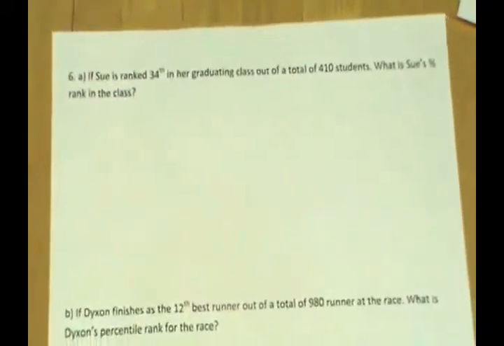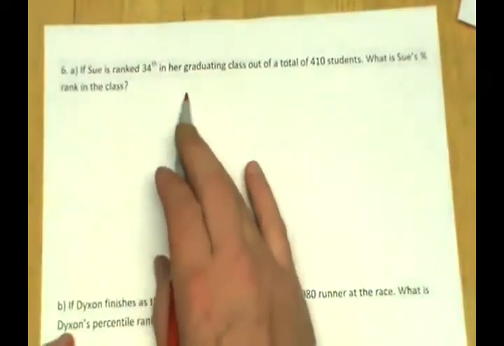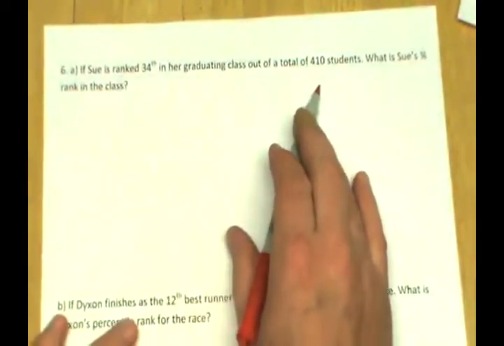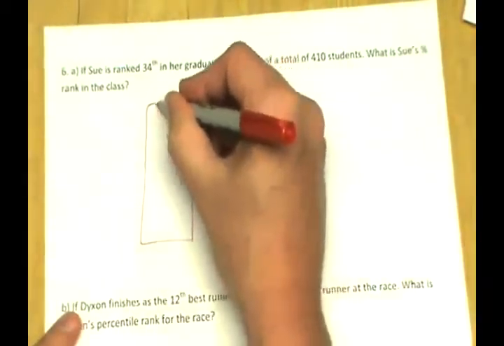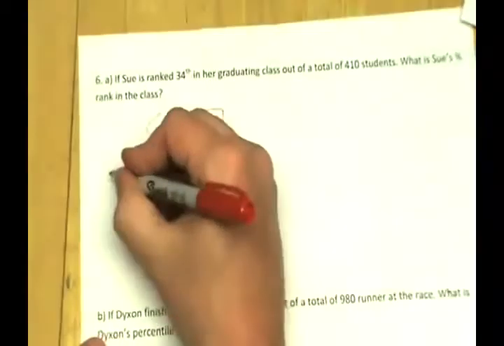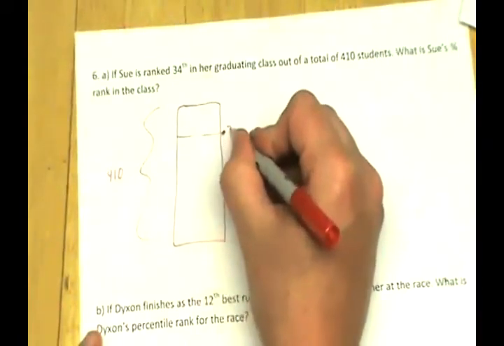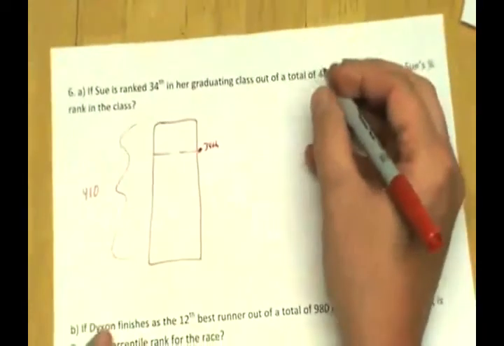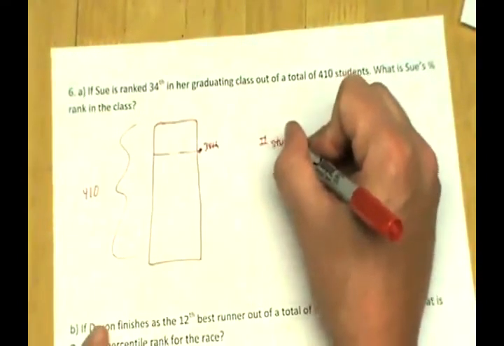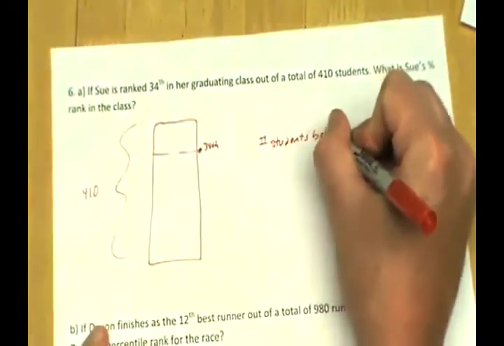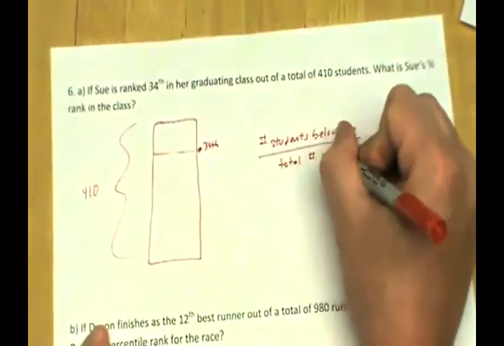So here we go. If Sue is ranked 34th in her graduating class out of a total of 410 students, what is Sue's percentile rank? So if we have a total, I like to always draw boxes like this. So we have a total of 410 students. And she's obviously near the top because she's 34th. So I'm just going to put a little dot here and say she's 34th. Well, percentile rank for Sue would be number of students below Sue. And then you're going to divide that by the total number of students.